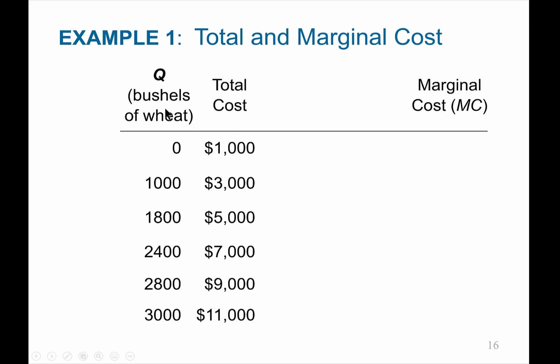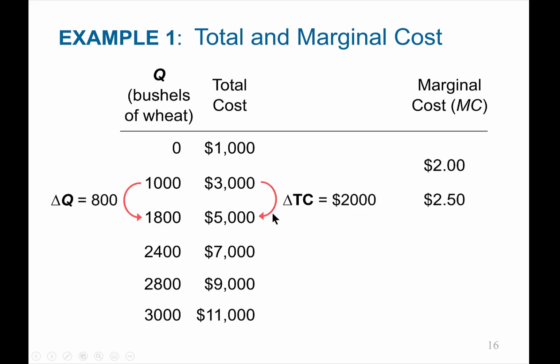Here we have again our column of output, and column of total cost. Marginal cost, the additional cost from the additional output. Change in total cost was $2,000 from 1,000 to 3,000. Change in output went from 0 to 1,000. So 2,000 divided by 1,000, we get $2. Then do it again. Delta total cost, change in total cost was 2,000. Output changed by 800, so 2,000 divided by 800 is 250. Do it again.